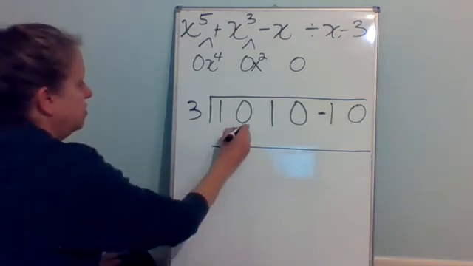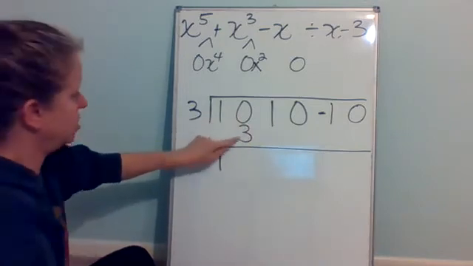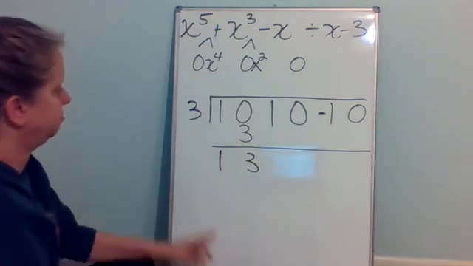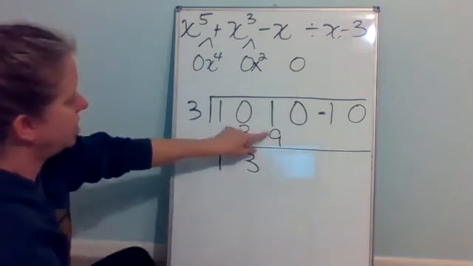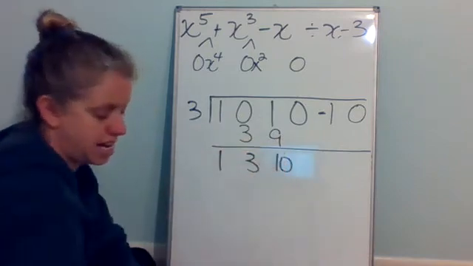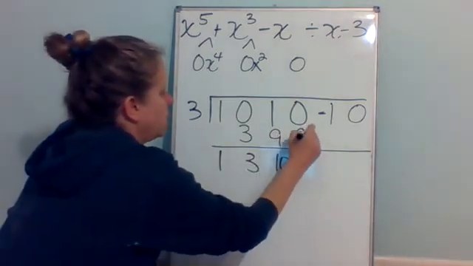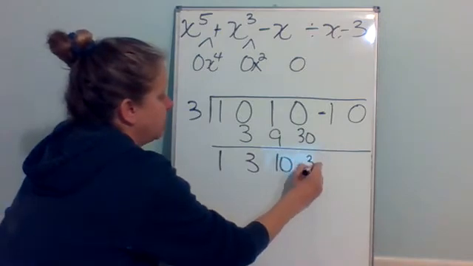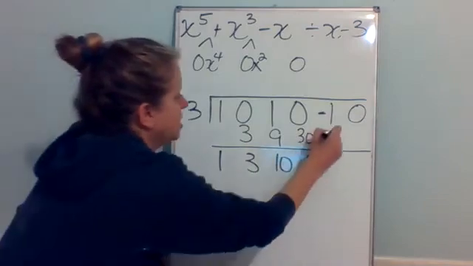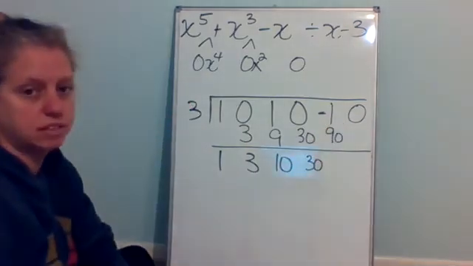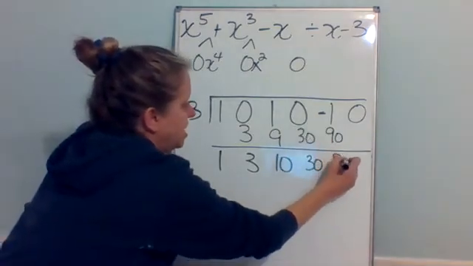3 times 1 gives me 3. Add this straight down. 0 and 3 is 3. 3 times 3 is 9. So if I add this straight down, I'll get 10. 3 times 10 is 30. Add that straight down, gives me 30. 3 times 30 is 90. Add that straight down, I get negative 1 and 90 gives me 89.